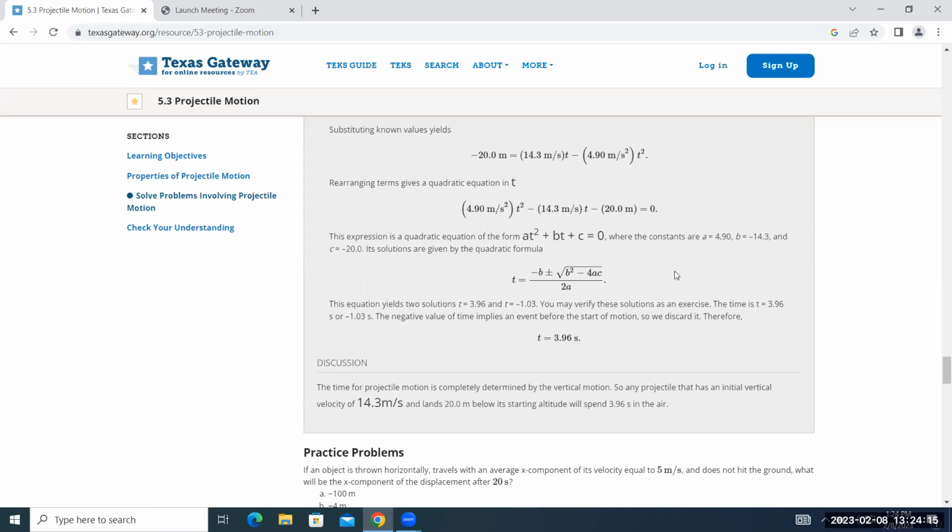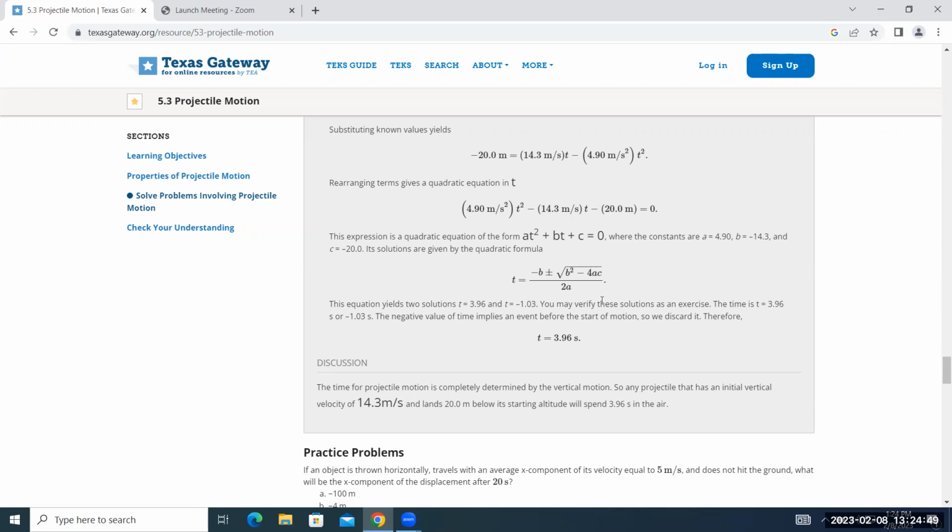So if we plug in our numbers, our constant a is going to be 4.9, our constant b is going to be 14.3, and our constant c is going to be 20. If we plug all those in, you're going to get two solutions, because you have a plus and minus here. You have to solve for both of them. One solution tells you that t, our time, is 3.96 seconds. Another solution tells you your time is negative 1.03 seconds.